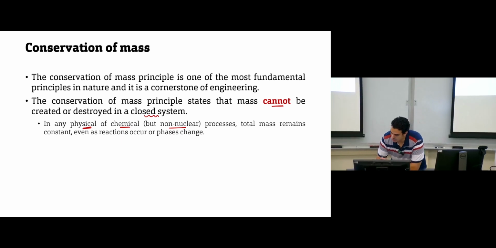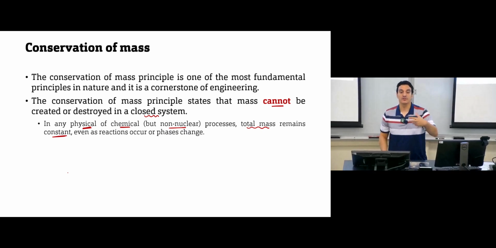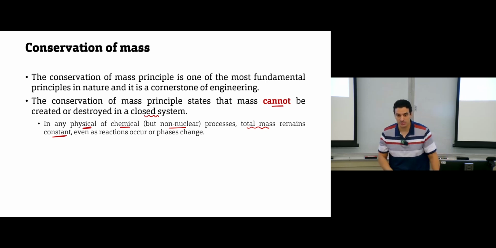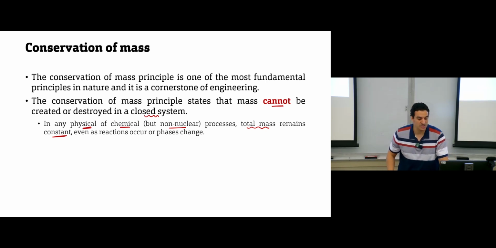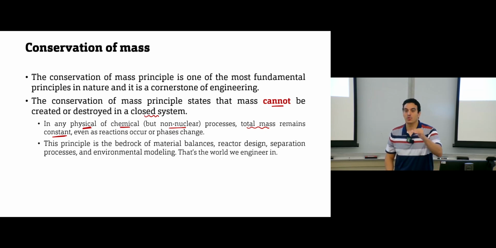So in physical and chemical processes, if you have a closed system, the total mass in this system will remain the same, even if you have reactions, even if you have phase change. As long as the system is closed, regardless of whether you have chemical reaction, phase change, or just a regular physical process, the total mass for this system will be the same. As we said, this is the basic or the first equation that we use in order to analyze or design any process.